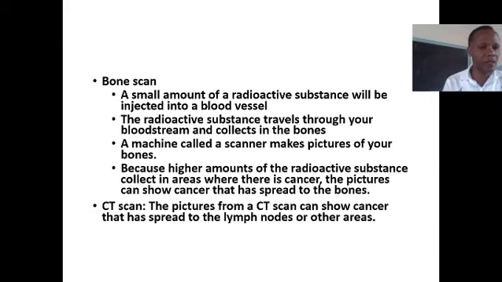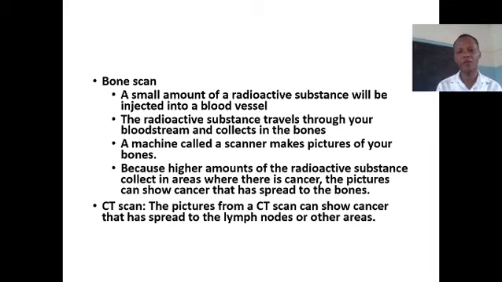Another is bone scan. A small amount of radioactive substance will be injected into a blood vessel. That substance will travel through the bloodstream and collect in the bones. A machine called a scanner makes a picture of the bones. Because a higher amount of the radioactive substance collects in areas where there is cancer, the picture can show cancer that has spread to the bones. Another is CT scan.